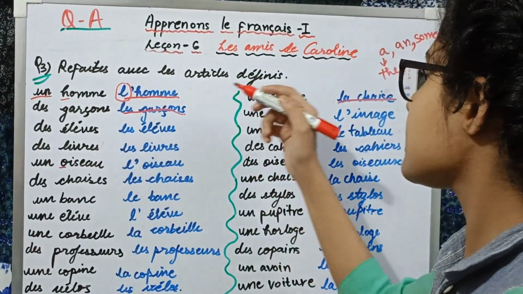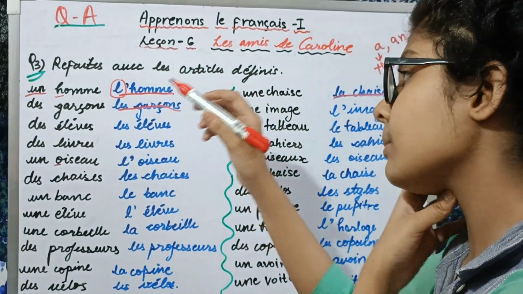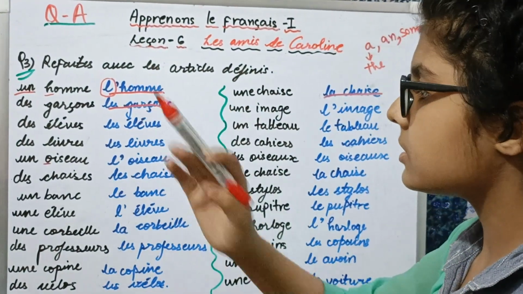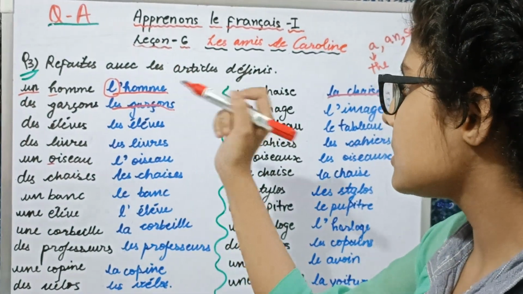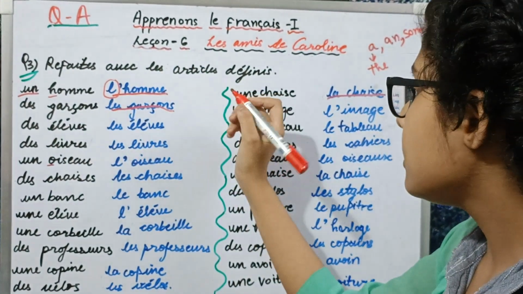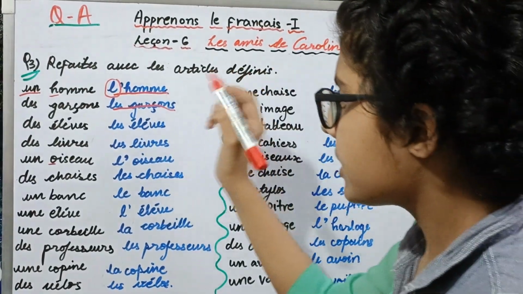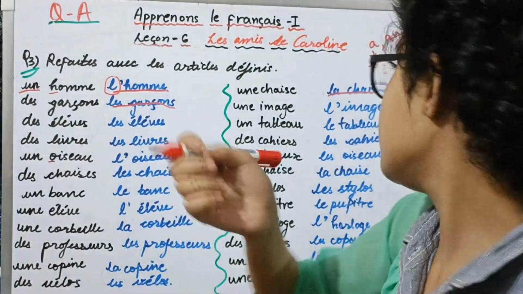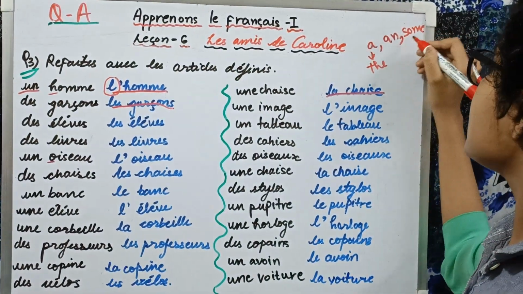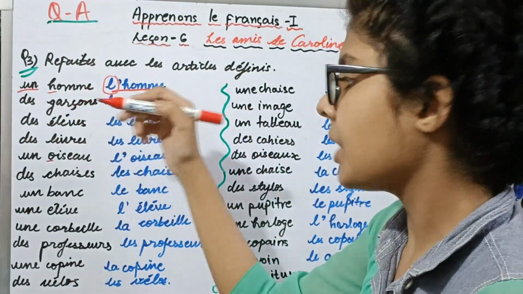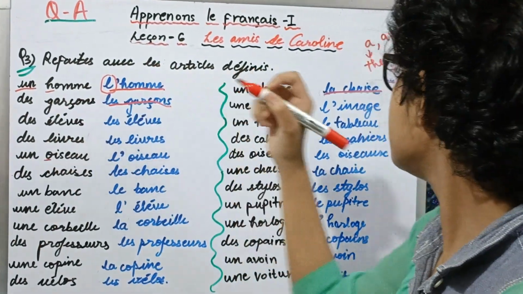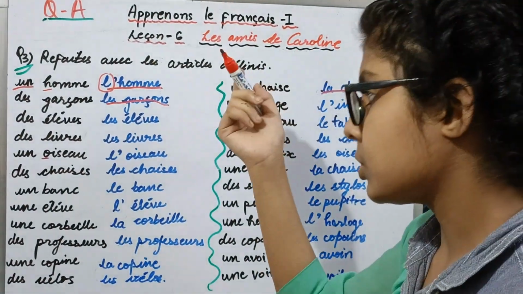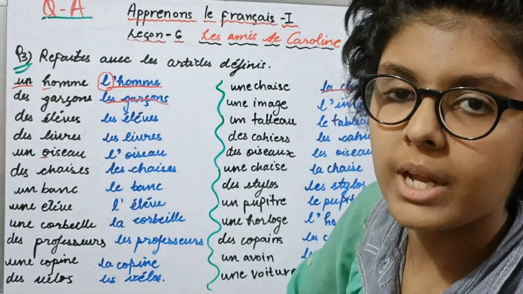Refaites avec les articles définis. It means reframe using the definite article. The words written in black are the same as in your book, the difference is that we need to convert them into using the definite article. The words in black have the indefinite article, which are un, une and the plural des, meaning some, and we need to transform them into the, that is le, la and l apostrophe. Then we have the plural form of all of them, that is les.